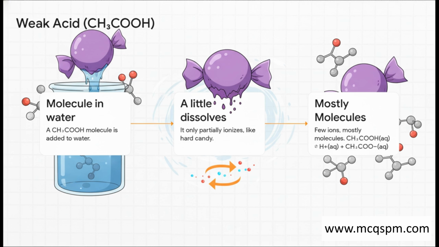And now look really closely at the double arrows in this equation. This is the detail that's going to win you marks. It means the reaction is reversible. Those ions can actually get back together and reform into molecules. It's a constant back and forth dance.